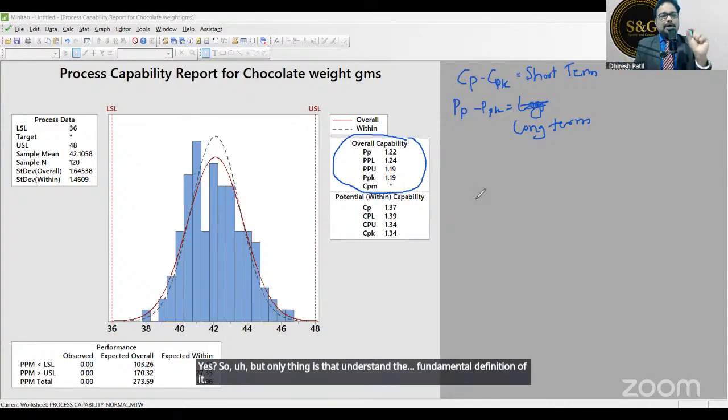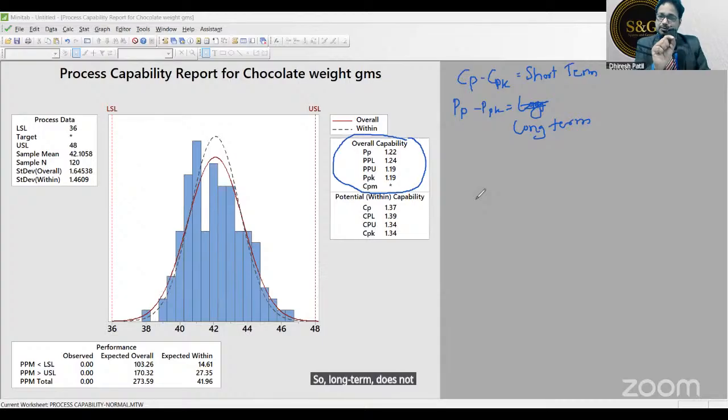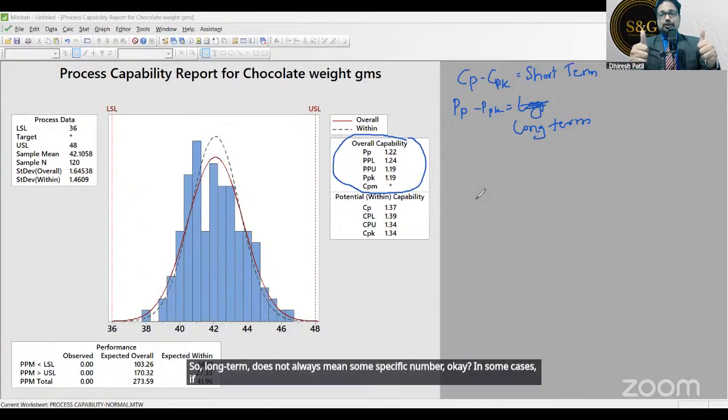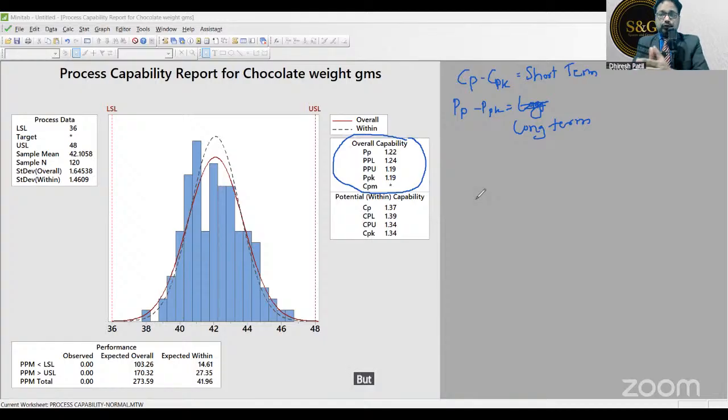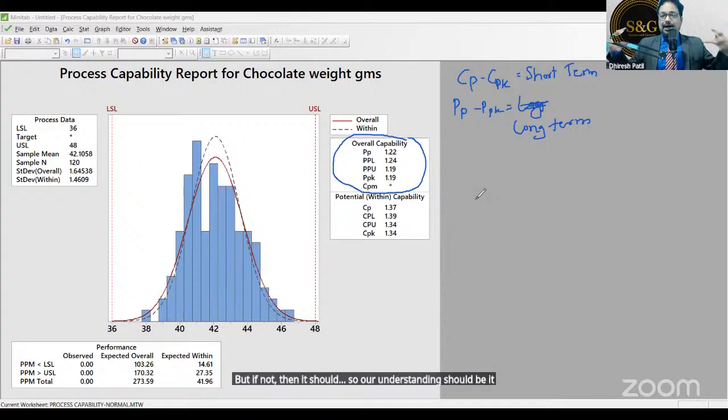So long term does not always mean some specific number. In some cases, if it is defined, that's good. But if not, then our understanding should be that it should encompass at least a longer duration of time.